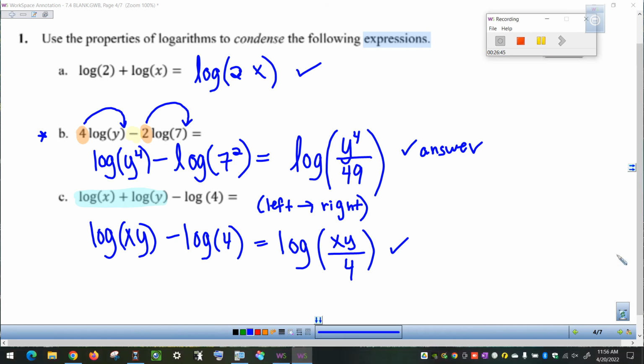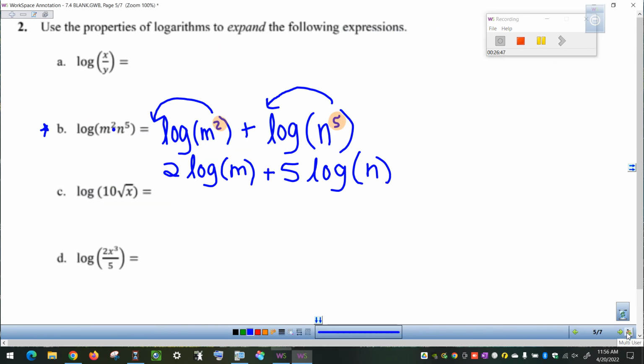And then we'll take a look down here at the other expanding problems. So starting here with part A, log of x divided by y, because it's division, we can expand it out using subtraction. So we're just going to split apart the numerator and denominator. We're just going to put a subtraction sign in between both parts. We have log x minus log y.